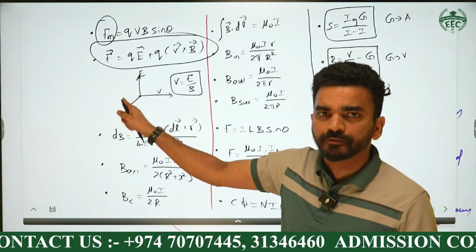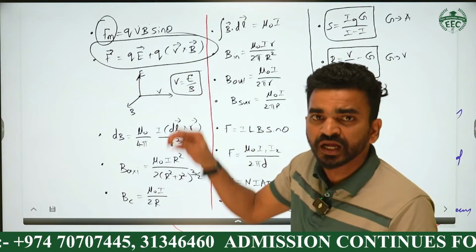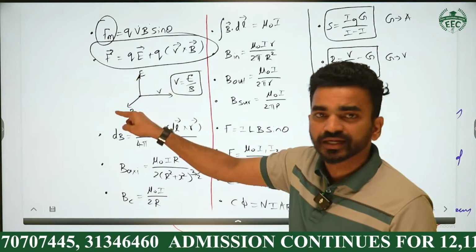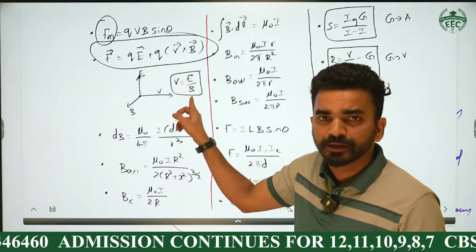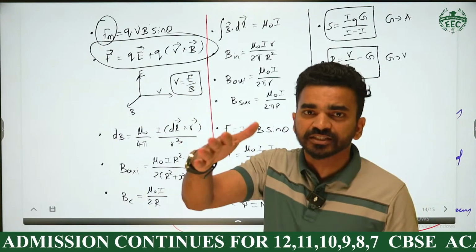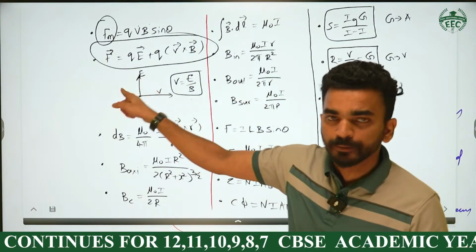And here's one of the very famous questions. What is the velocity required to move a charged particle undeflected in both electric and magnetic field? The answer is V is equal to E by B. If the charge is going with E by B velocity, then the charge will not experience any force, so the charge will go straight. That's very important. Keep that point in your mind.